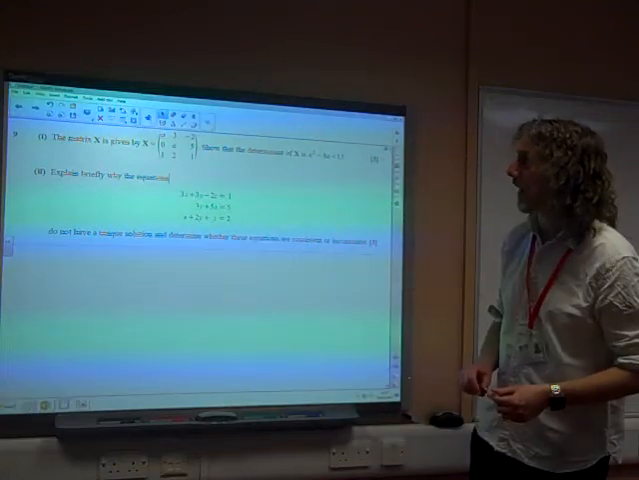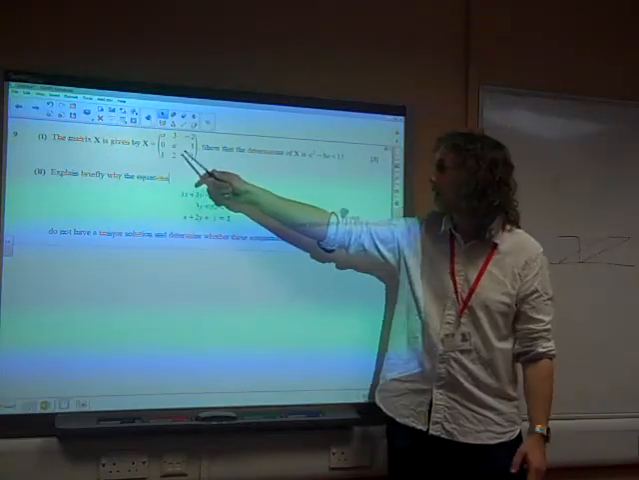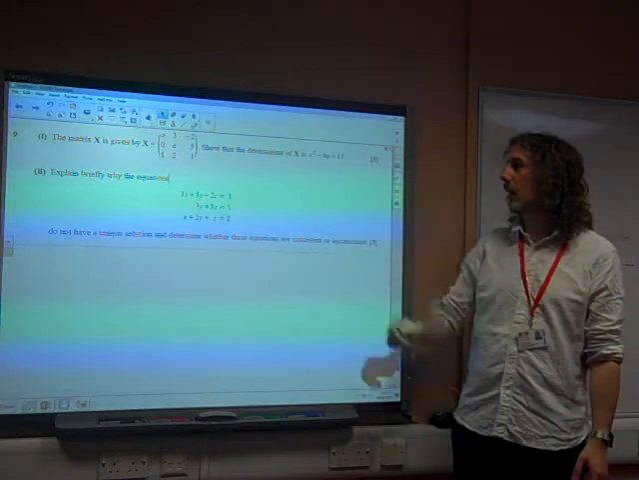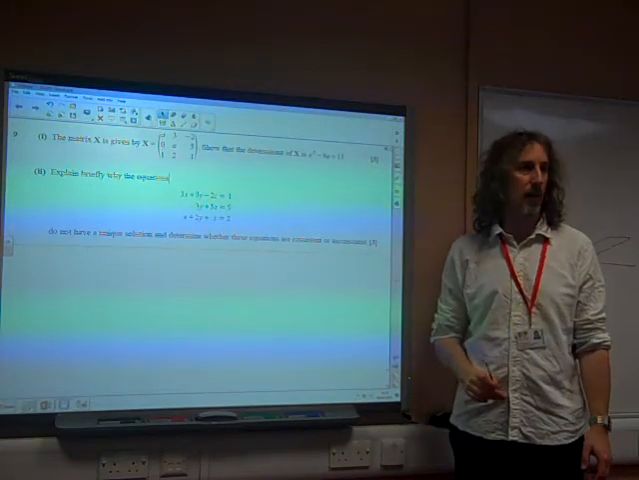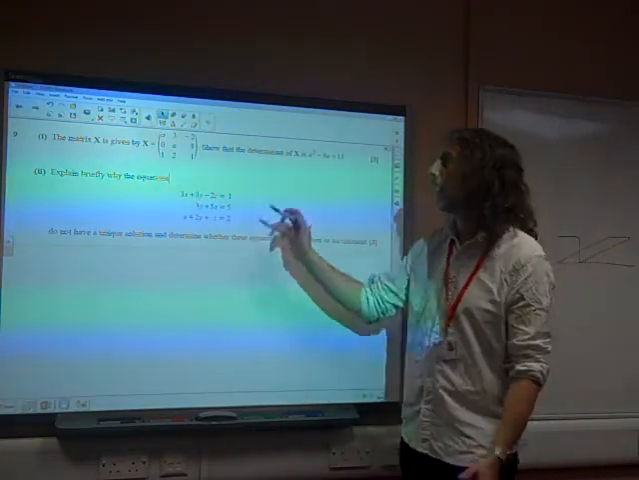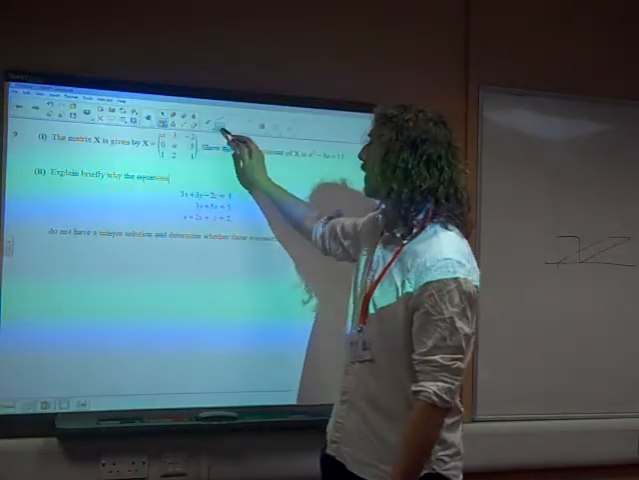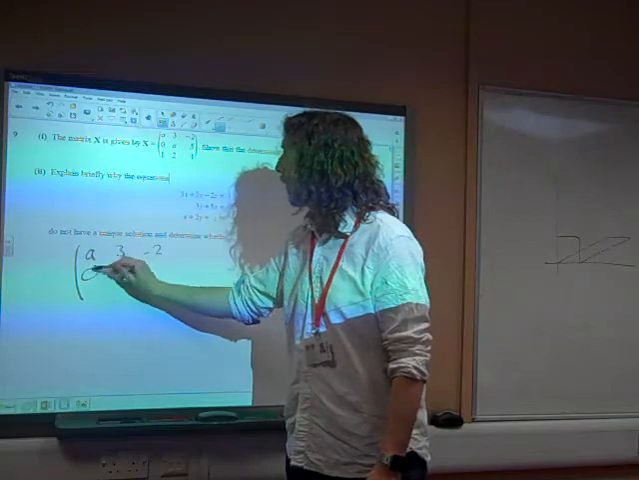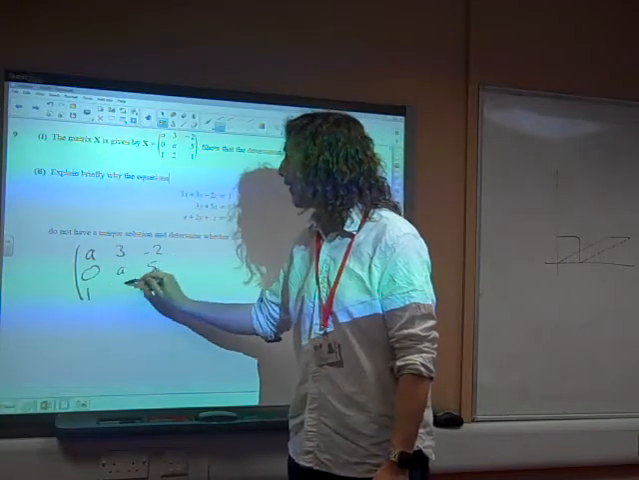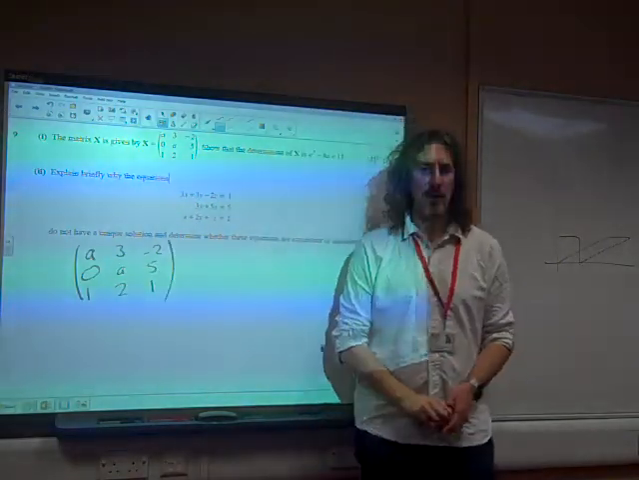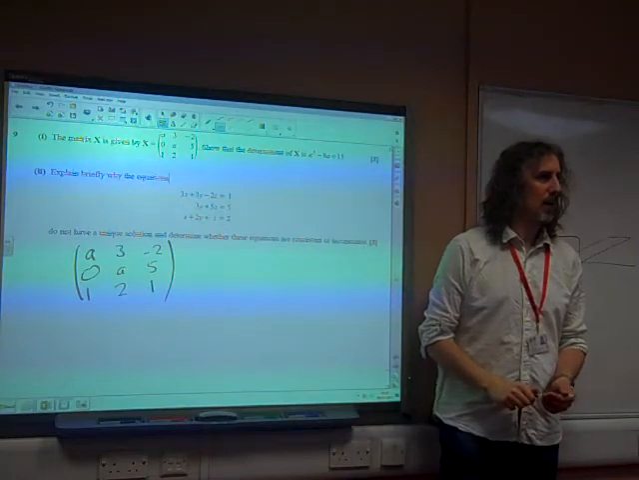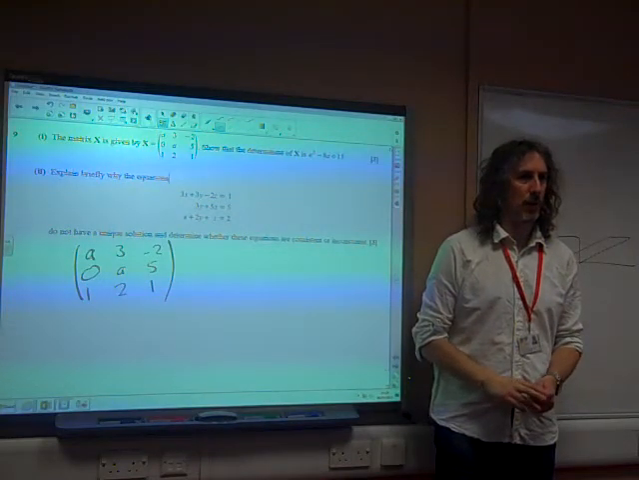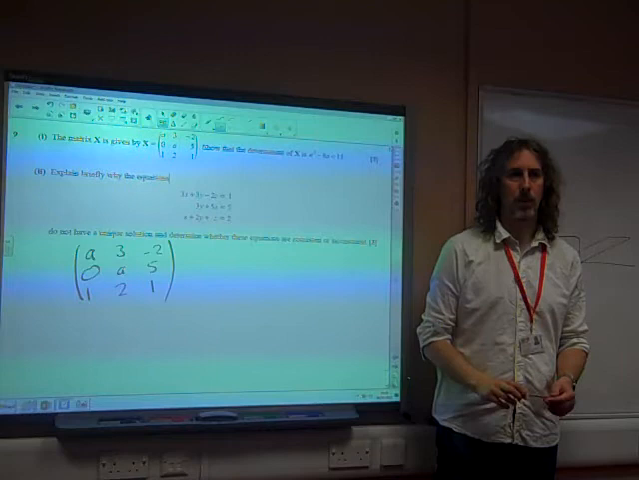Great, question 9. The matrix X is given by this. Show that the determinant of X is a squared minus 8a plus 15. Okay, we know how to find the determinant of a 3 by 3 matrix. This is one of those things that you have to go into your FP1 exam having practiced it, knowing that it's almost certain to come up at some point, and you can just do it.